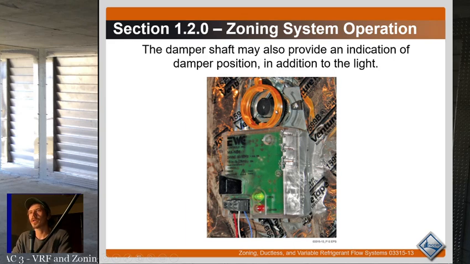If you're ever working on one, it's very, very good practice to mark this shaft with a black mark indicating the position of the damper, because sometimes these actuators slip depending on their design. The actuator can slip on the shaft, and even though it looks like the actuator's in one position, the damper's in a completely different position.